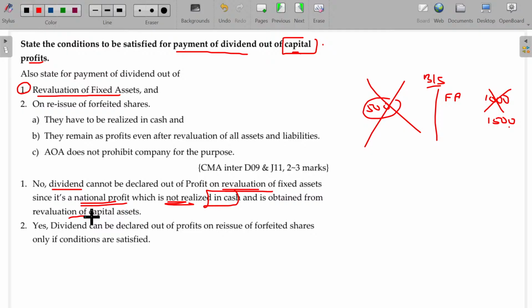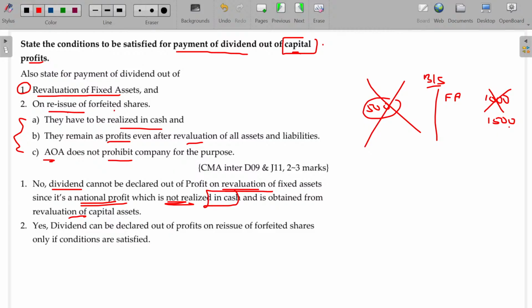Now, in case forfeited shares are reissued, there may be a gain available while forfeiture. After reissue, that forfeiture gain is transferred to the capital reserve account. That capital reserve account can be used for the dividend distribution because it has been realized in cash. They remain as profits even after revaluation of all the assets and liabilities. AO does not prohibit the company for the purpose. So these are the things.